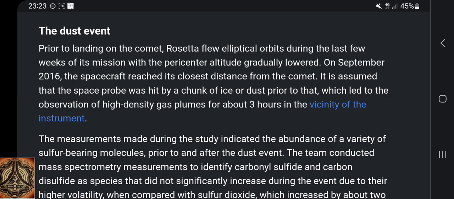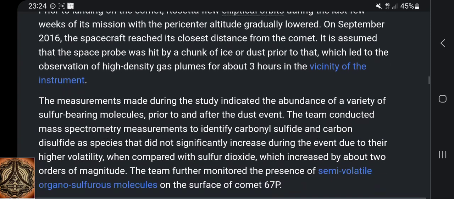What if this assumption is totally wrong and there were just electrical discharge events going on between the space probe and the comet itself?